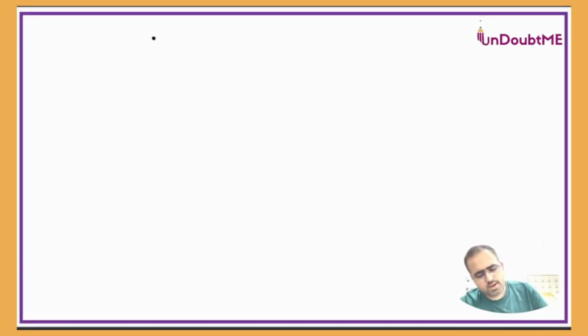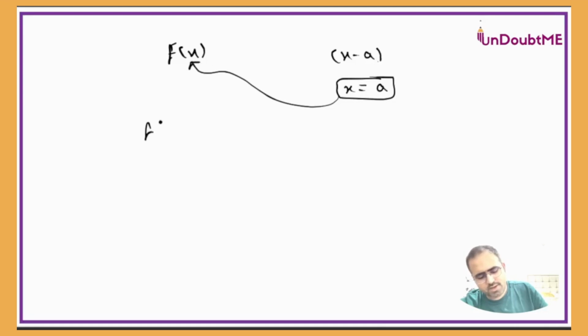So let us assume that f(x) is a polynomial and x minus a is a factor of f(x). If x minus a is a factor of f(x), then this x minus a will definitely divide f(x). In that case, I can say that x will be equal to a, and if I put this x equals a in f, then f(a) is equal to 0.